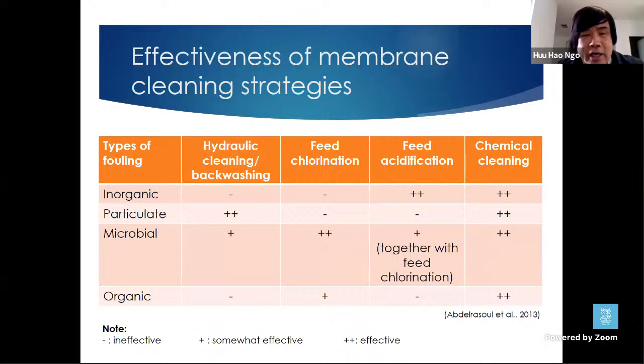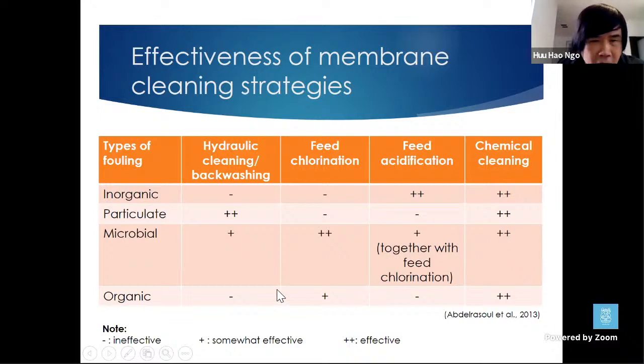For this slide, I just show you that when we have inorganic fouling, for example, we can go for chemical cleaning. For particulate or colloidal fouling, we can use chemical cleaning, and then we can use backwash cleaning or something, then no problem. But when it comes to biofouling, we have chlorination, and then we have acidification, and then chemical cleaning.